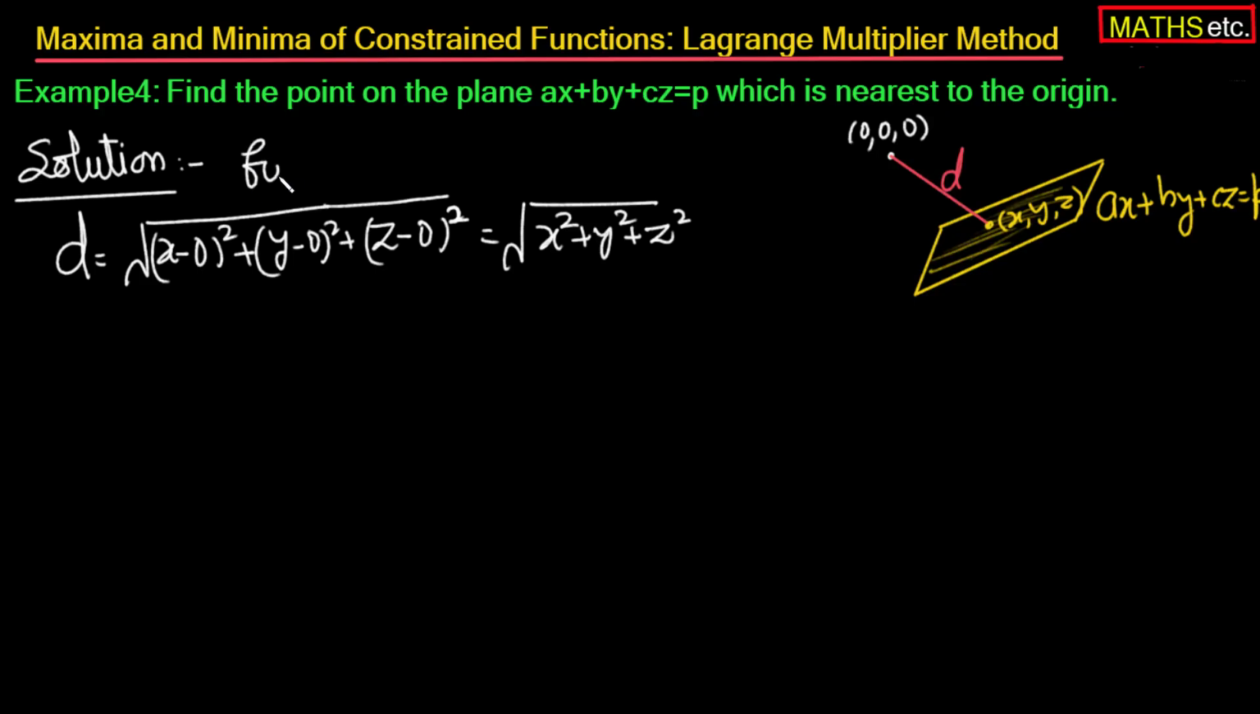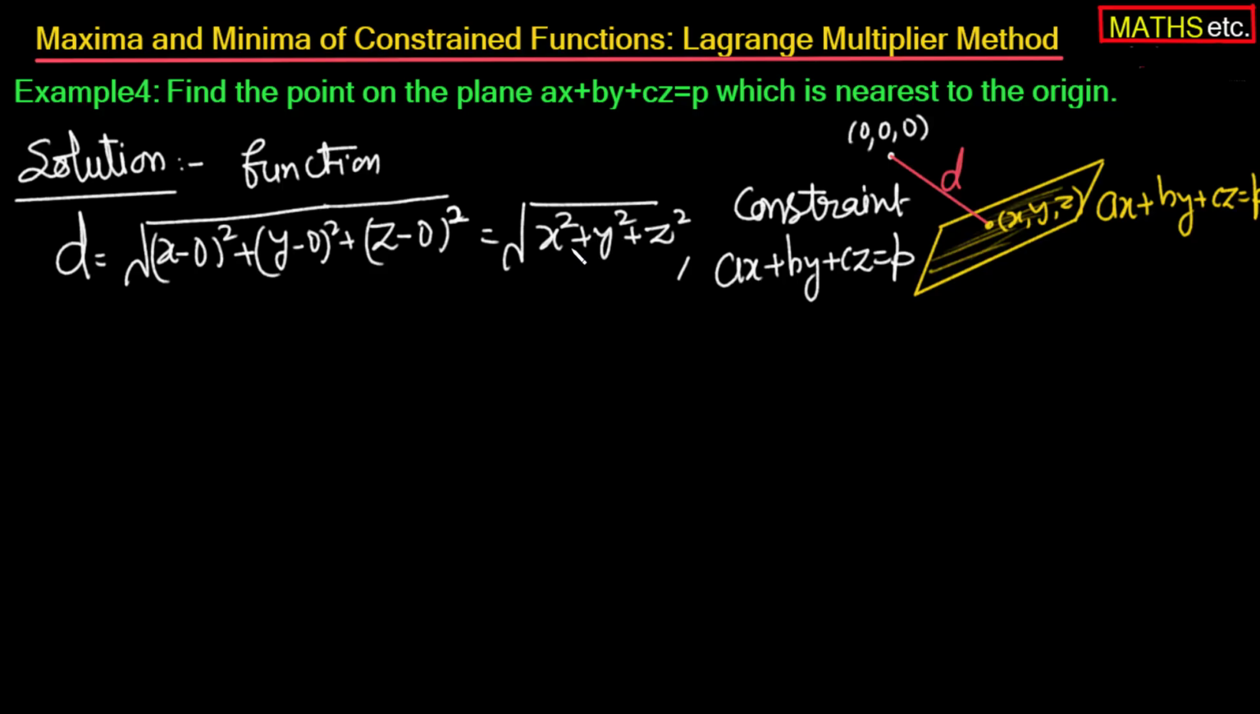Now this is the required function which we have to minimize, and our constraint is ax plus by plus cz equals p. So this is our constraint. We have to find the maxima and minima of this function d, subject to the condition that the (x, y, z) points lie on this constraint, which is a plane. Now we know that to find the points of maxima and minima, we take the partial derivatives of the function as well as the constraint. And finding partial derivatives of a square root function is a bit tedious.